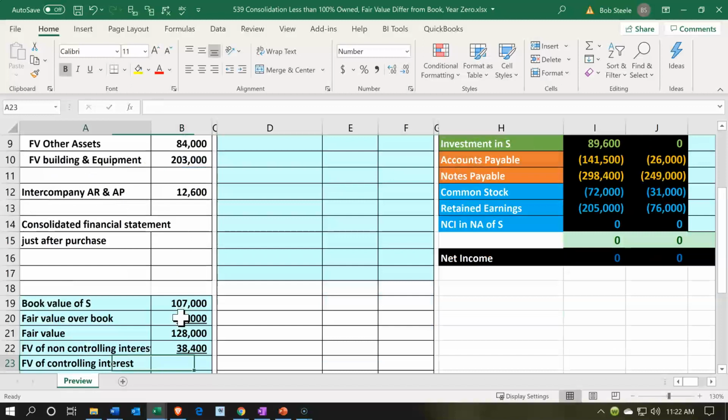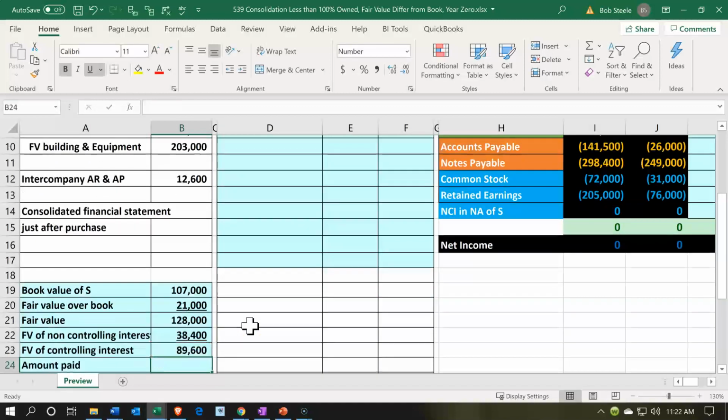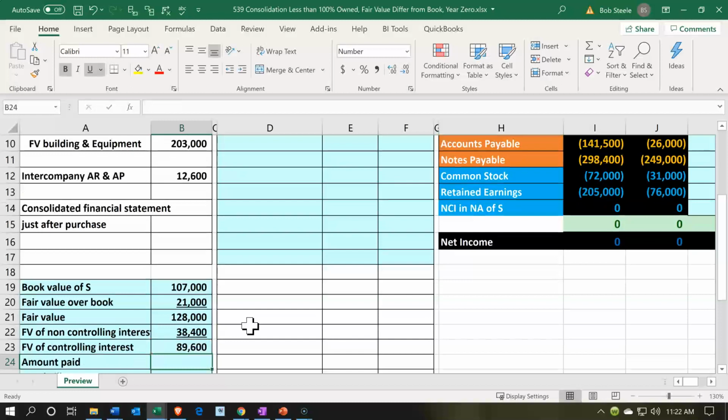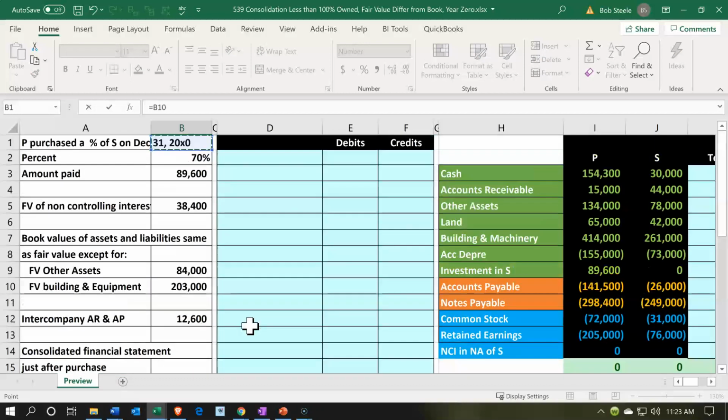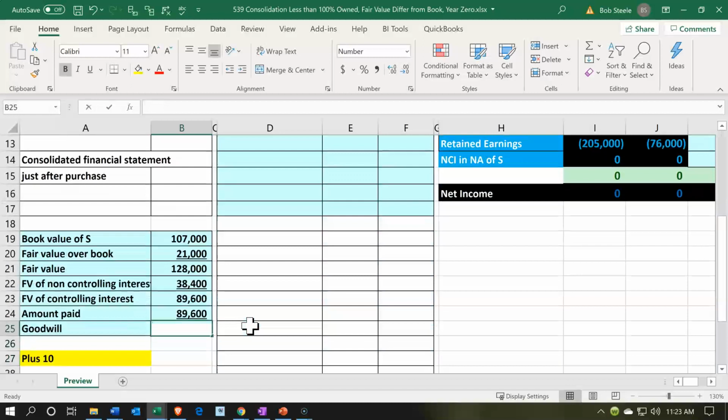And then that means the fair value of the controlling interest must be the difference because this is the total. So the non-controlling interest fair value is that. If we subtract that out, there's the fair value of the controlling interest. Let's compare that to what we paid. How much did we pay for this thing? Because I'm considering ourselves to be P, the purchaser. We're at 89.6. So that means there's no goodwill here, all right?